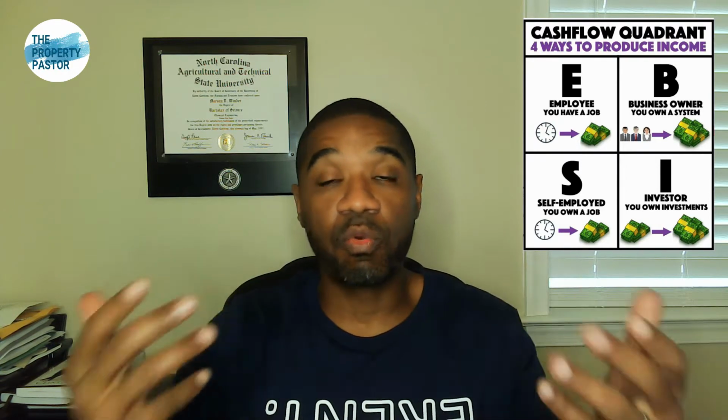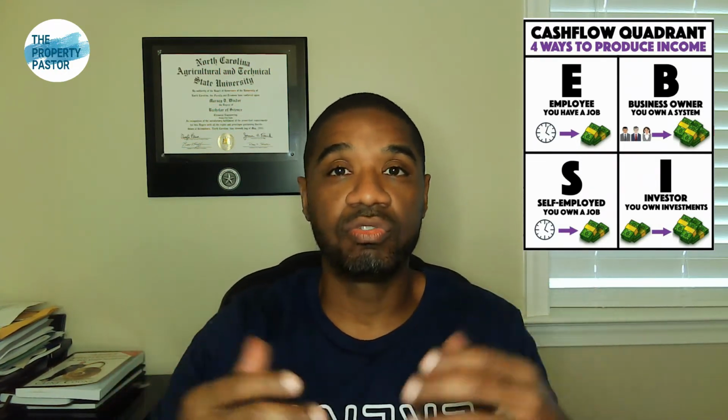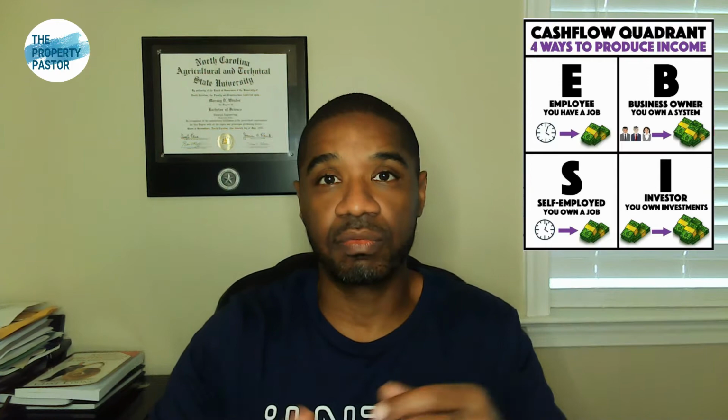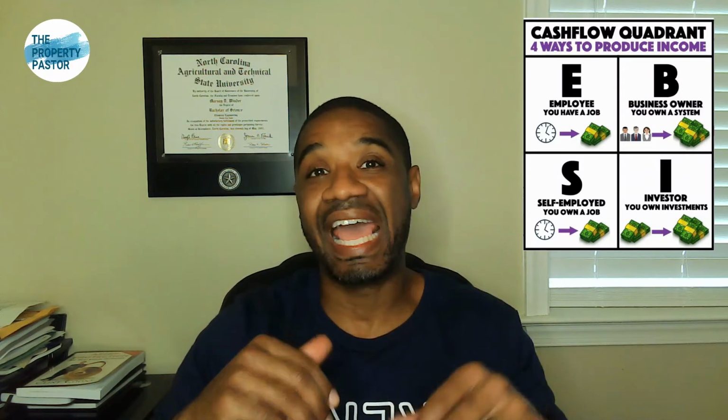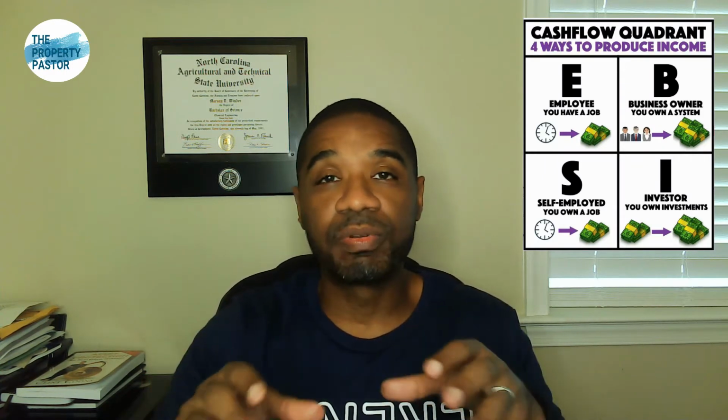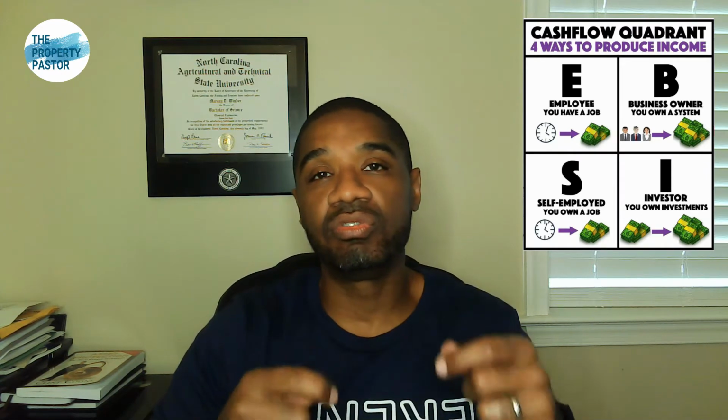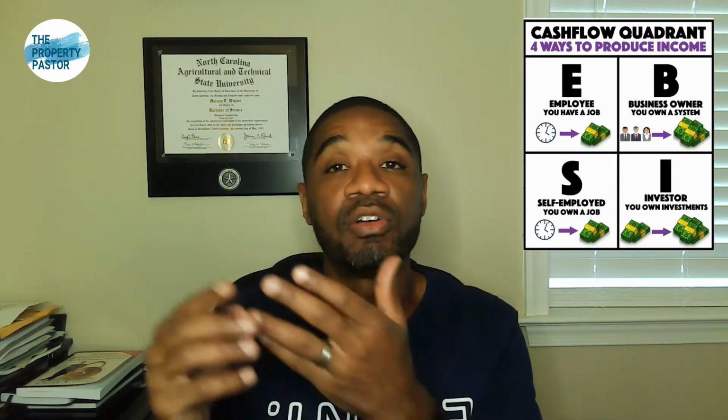Now, if you're working a day-to-day job, you're a W-2 wage earner. You go to work for someone else, you punch a clock, and whatever that looks like, you get a paycheck every single week. You fall in the category of what we call an employee, a person who has a job. The way you produce income on that job is that you trade skills and time for dollars.